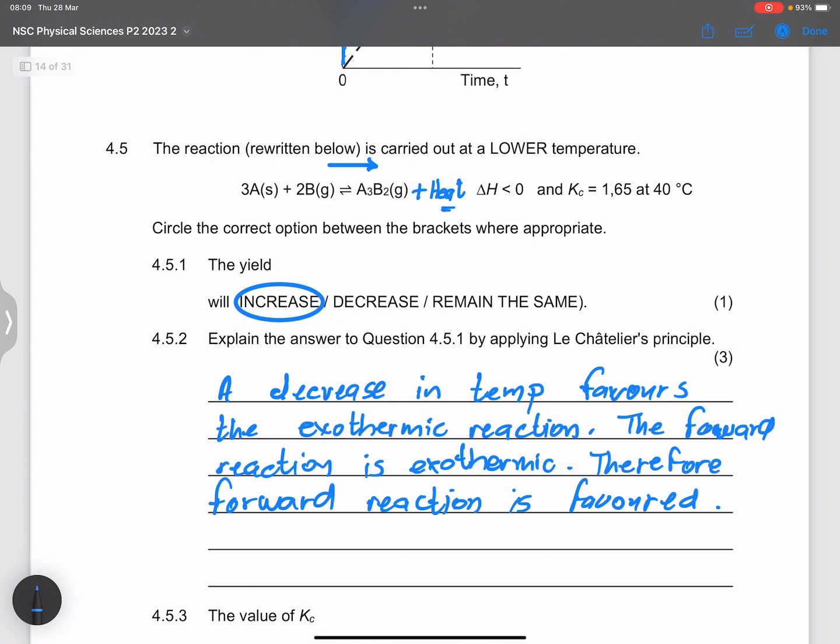Therefore, the yield will increase. Now, ladies and gents, another way that you could have expressed this is to simply say that the lowering of temperature will favor the reaction that will replace the amount of temperature that has been taken away, in accordance with Le Chatelier's principle. The forward reaction is favored, and therefore the yield increases.